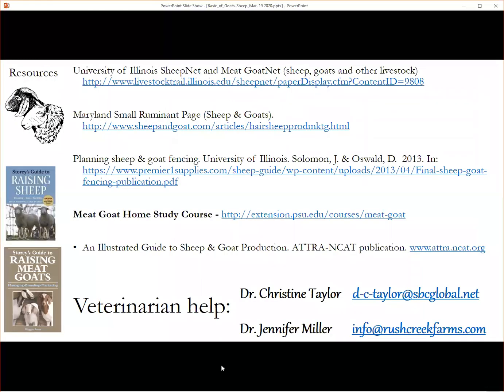I've given you quite a number of references. These two books are great, especially if you are new. They're easy to read. University of Illinois has a few good references right there. Penn State, Pennsylvania State University, has one self-taught course that you can use. And then the veterinarian help.